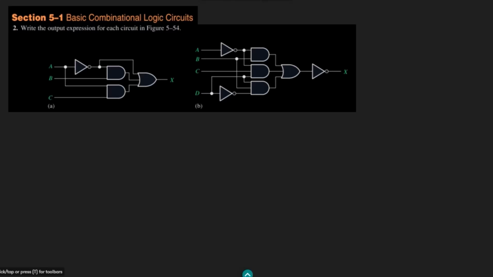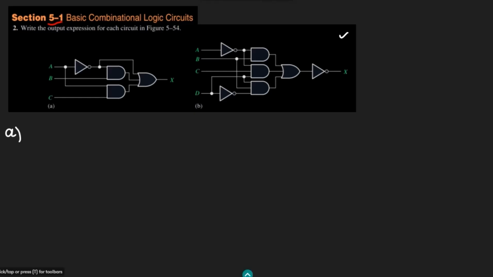Welcome back, guys. This is chapter number 5 and here we are at section 5.1. Okay, what do we have to do here? This is question number 2 and we have to write the output expression for each of the circuits given in figure 5.54. Okay, so this is figure 5.54 and here we have two parts, part A and part B. So let us start part A here.